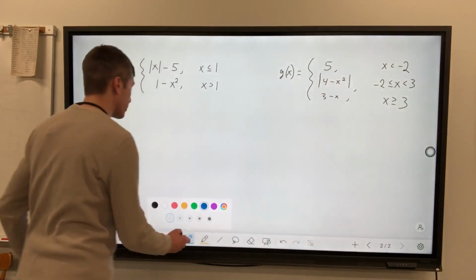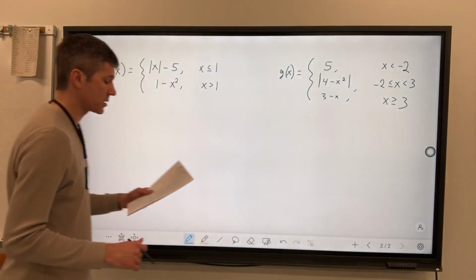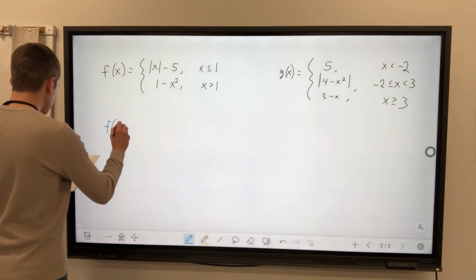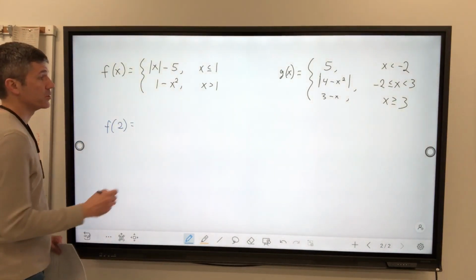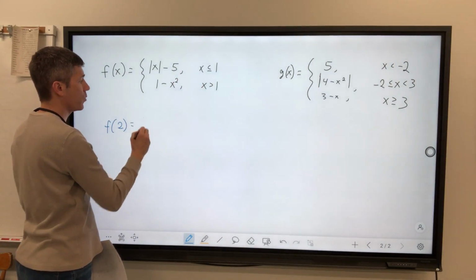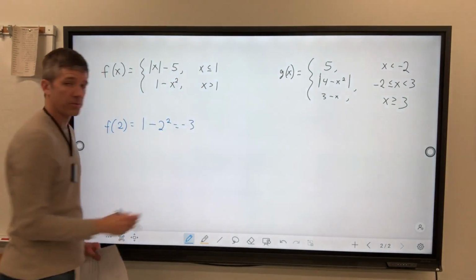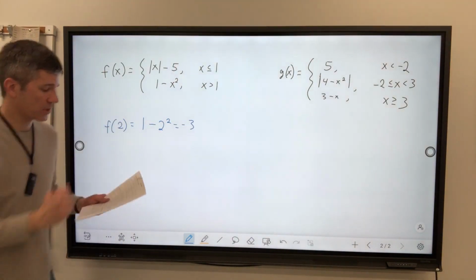First problem, f of 2. This is going to go fast. And then they're going to start slowing down a little bit as we get to some of the crazy ones. So f of 2. 2 is not less than 1. 2 is greater than 1. So we're going to have 1 minus 2 squared. That's 1 minus 4, -3. First problem, done. Yes. All right.